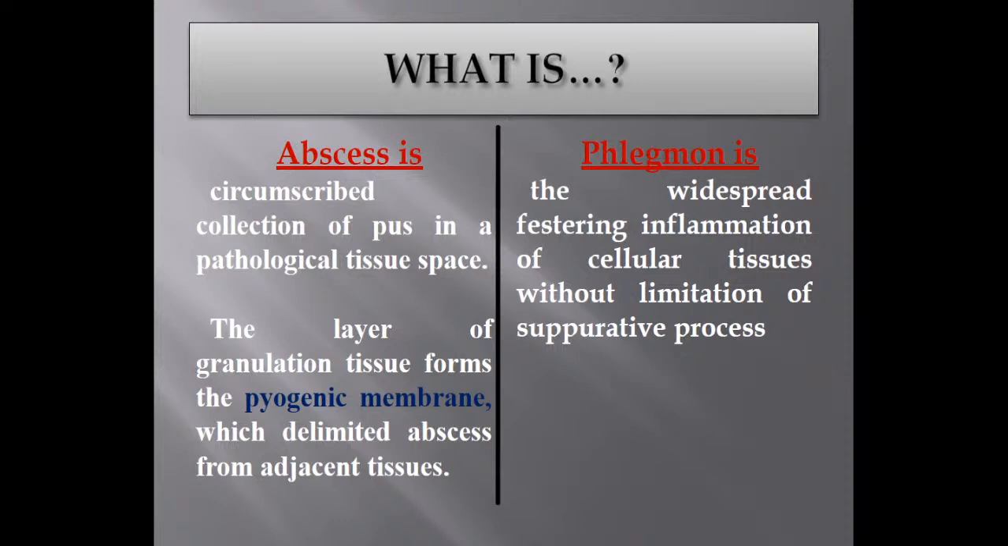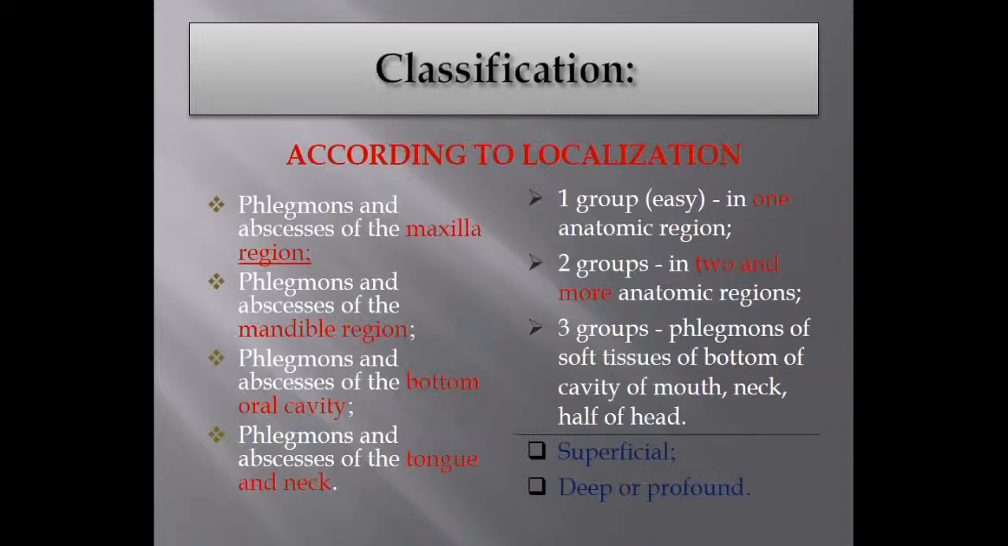And then we'll say a few words about abscess and phlegmones. What is an abscess? An abscess is a circumscribed collection of pus in a pathological tissue space. The layer of granulation tissue forms the pyogenic membrane, which delimits the abscess from the adjacent tissues. And phlegmones, or as I said, in English literature you will find it as purulent cellulitis, is a widespread festering inflammation of cellular tissues without limitation of the suppurative process.